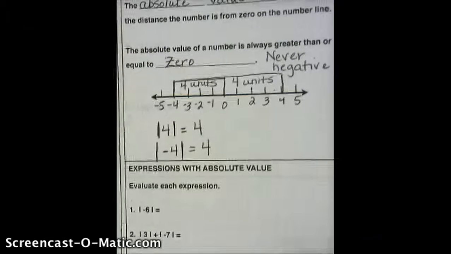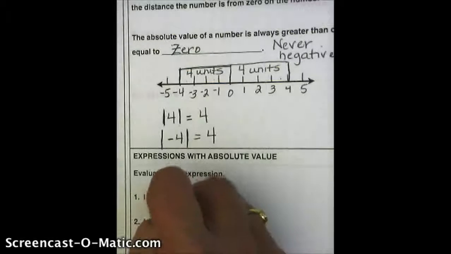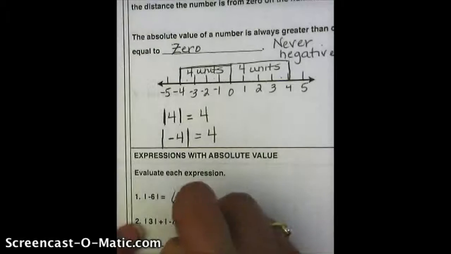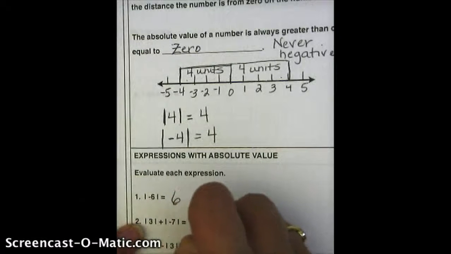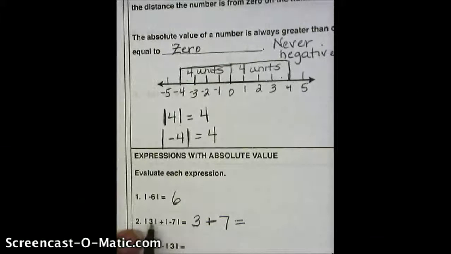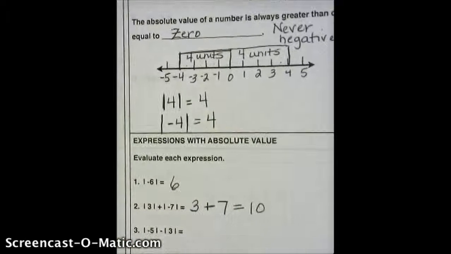All right, down at the bottom, let's look for some examples. Expressions with absolute value. We're going to evaluate each expression. The absolute value of -6 is going to be 6 because it's 6 units from 0. Number 2 says the absolute value of 3 plus the absolute value of -7. Well, we know that the absolute value of 3 is 3, and the absolute value of -7 is +7. So we want to find the absolute value first and then add them. So 3 plus 7 is 10.